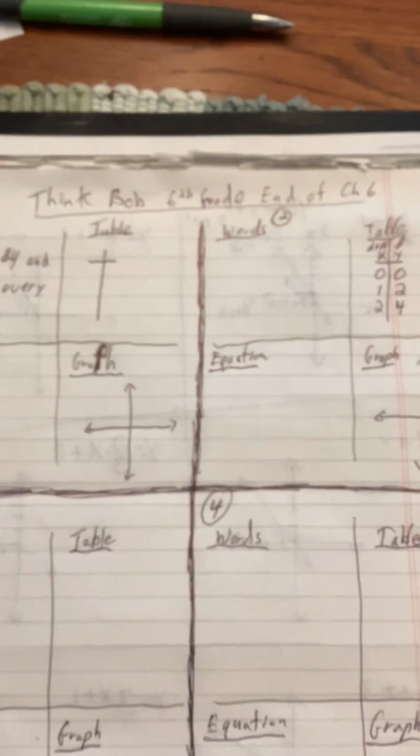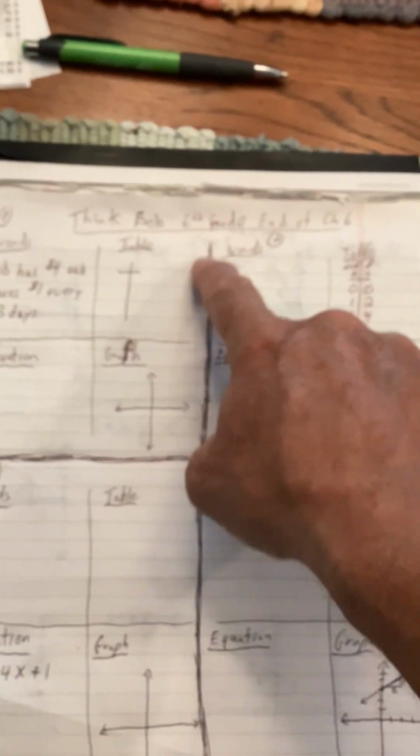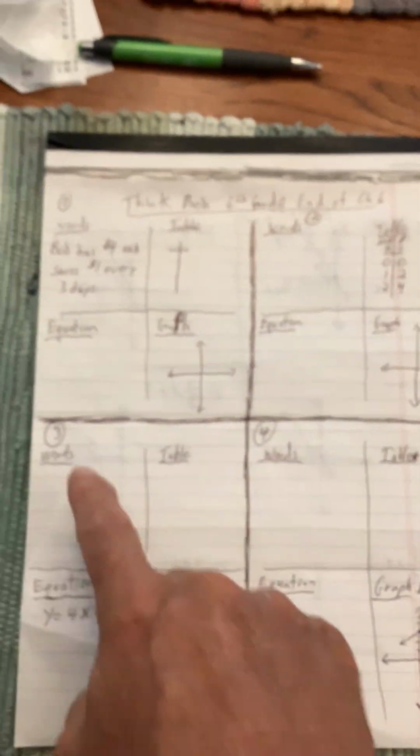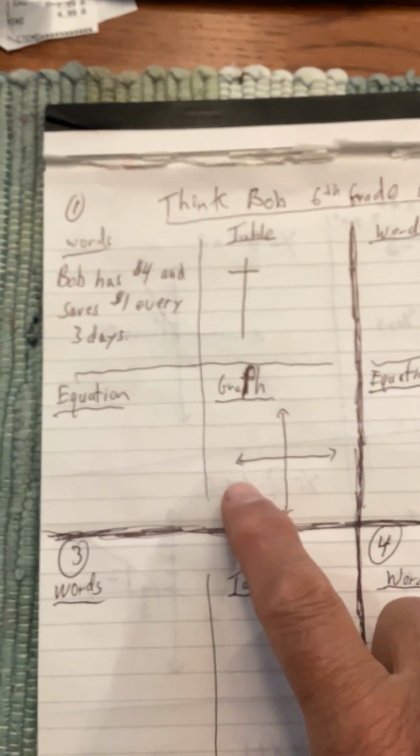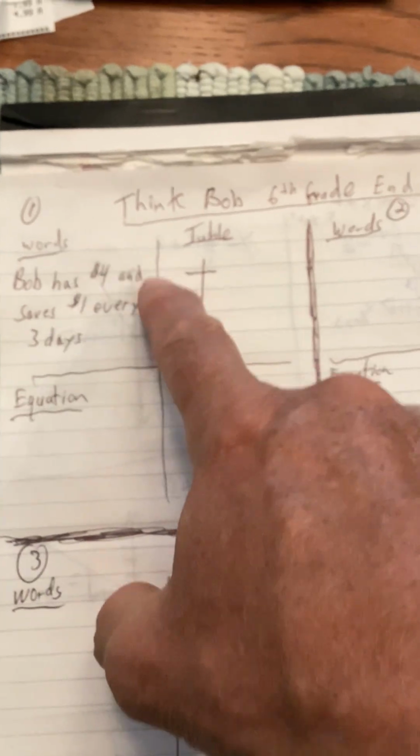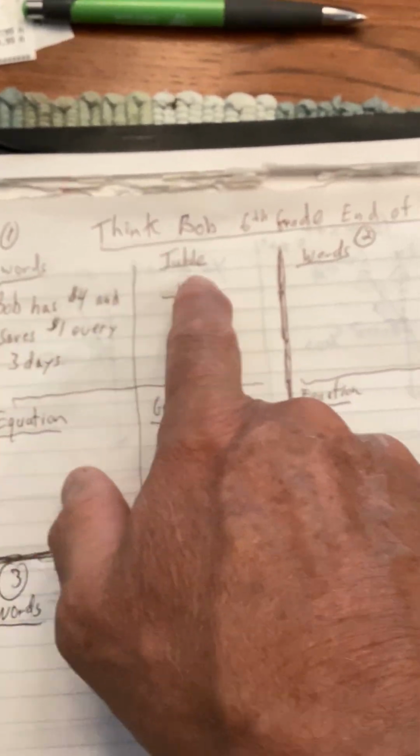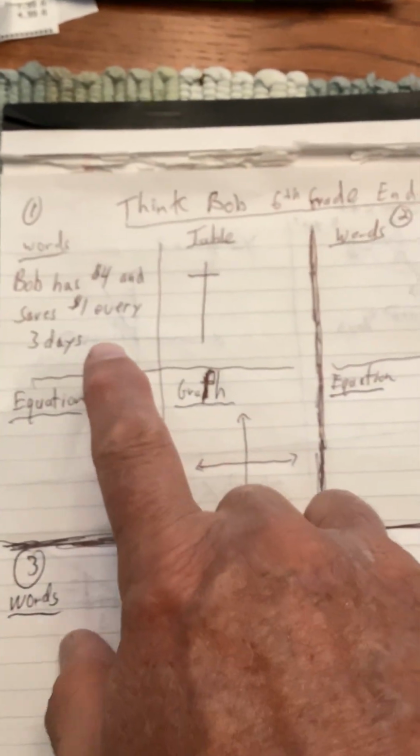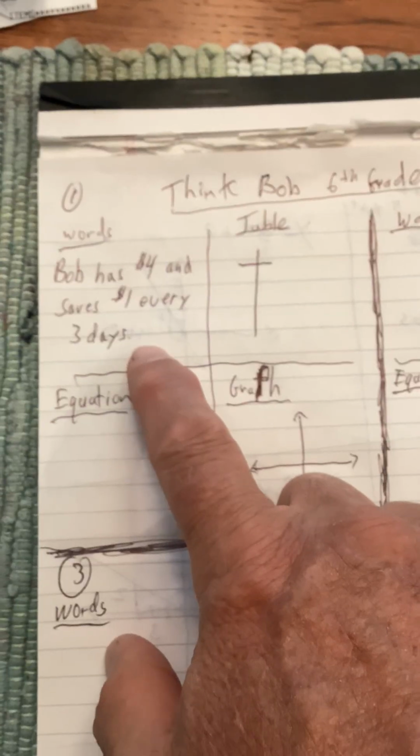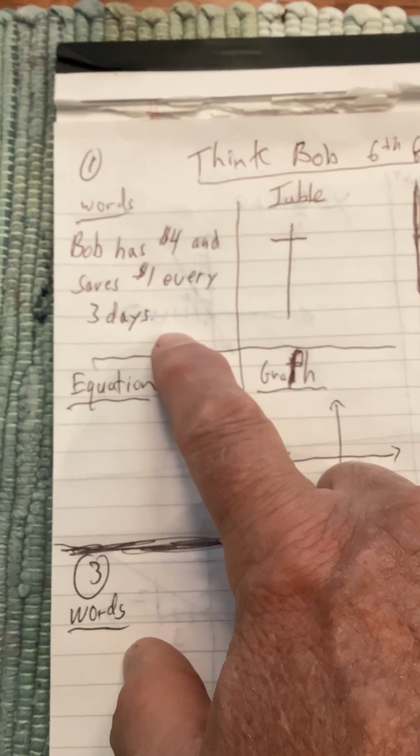So here's another Think Bob. It's for the end of chapter 6 for you, Titus. Cut your paper in half vertically and horizontally. I'm going to give you one of each 4. This is Think Bob. Then cut this into 4, and just go words, table, equation, graph for each of the 4 sections. You can pause and do that. And for this one, you can pause this and write that.